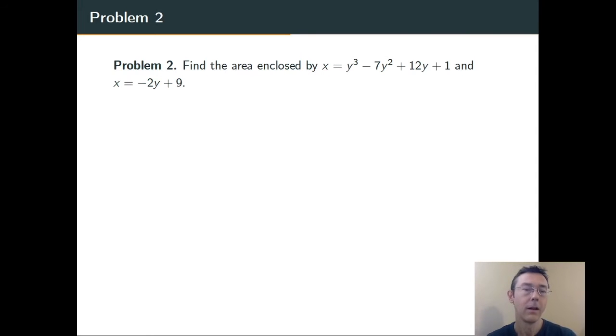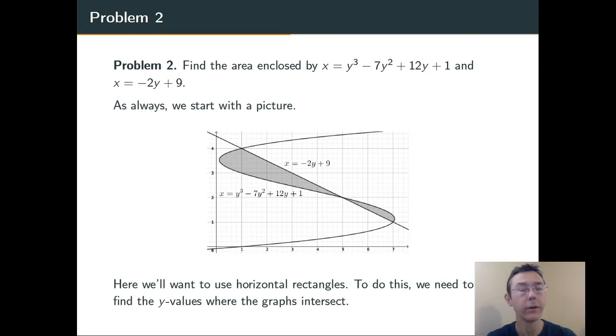Problem 2. Find the area enclosed by x equals y cubed minus 7y squared plus 12y plus 1, and x equals negative 2y plus 9. So right away we're suspecting we're going to want to use horizontal rectangles. We see that x is solved as a function of y. And when we draw the pictures here, that only confirms our suspicion.